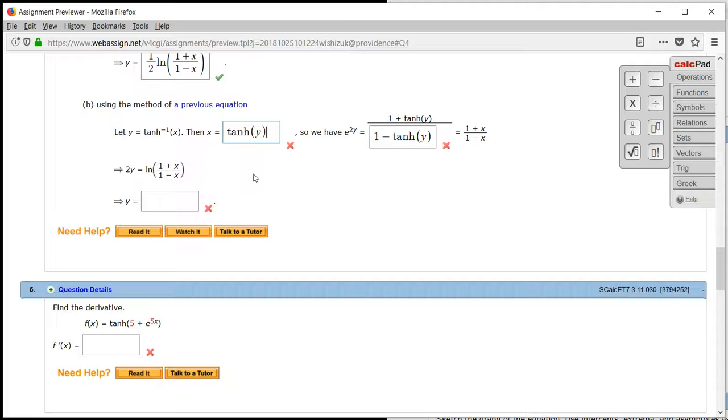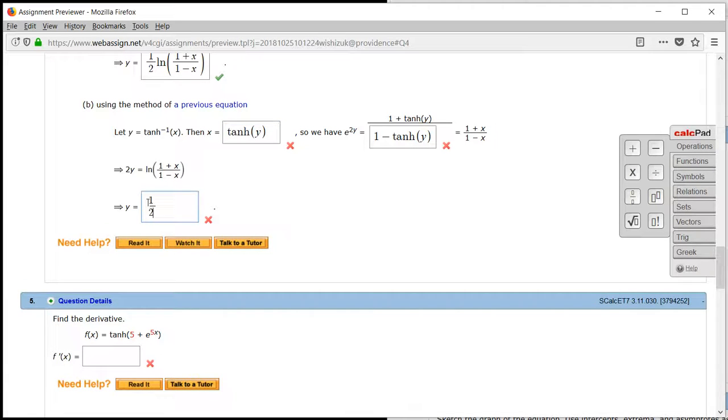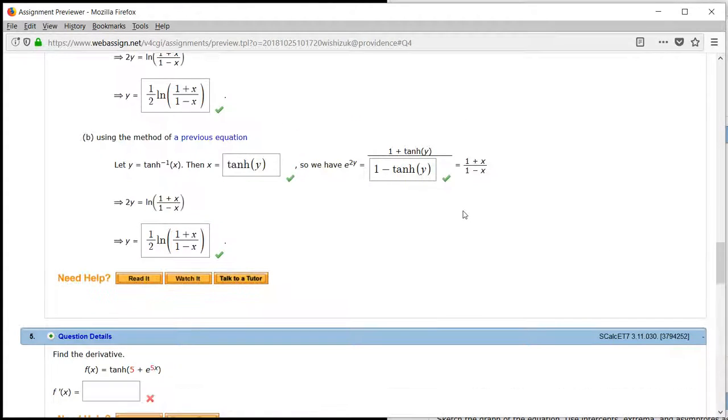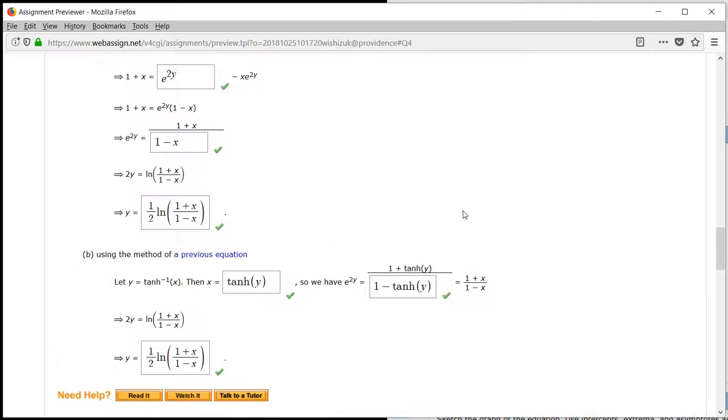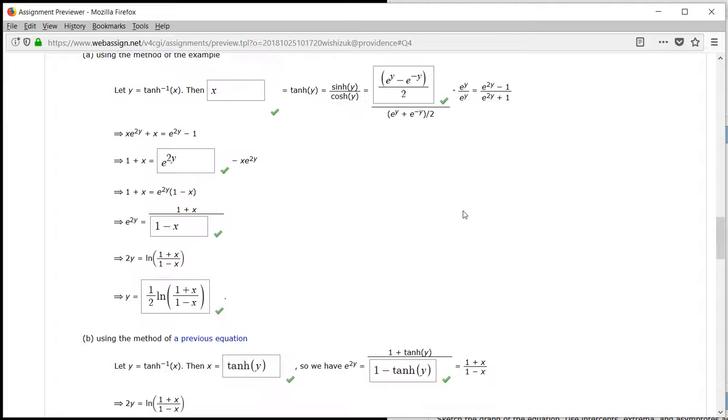Then actually it's pretty easy from there, because we just take the natural log of both sides. You get that and divide through by 2. So it's 1/2 natural log of a fraction, 1 plus x over 1 minus x. So let's check the answer. It came back and looks like we got part B correctly as well. That's it. I hope that this was clear.